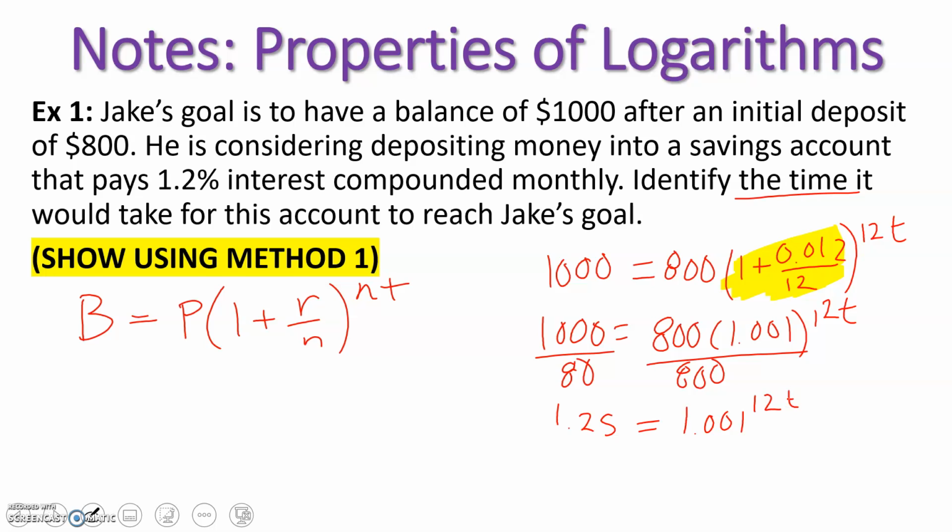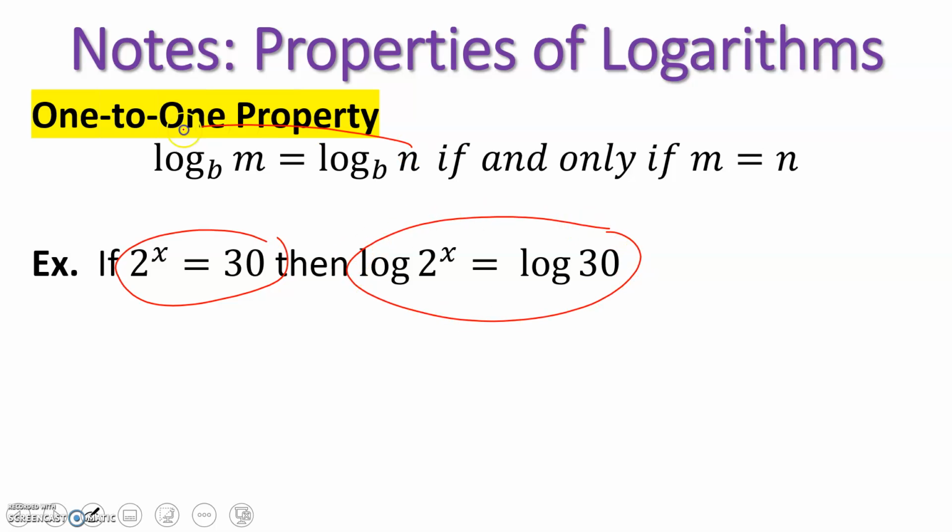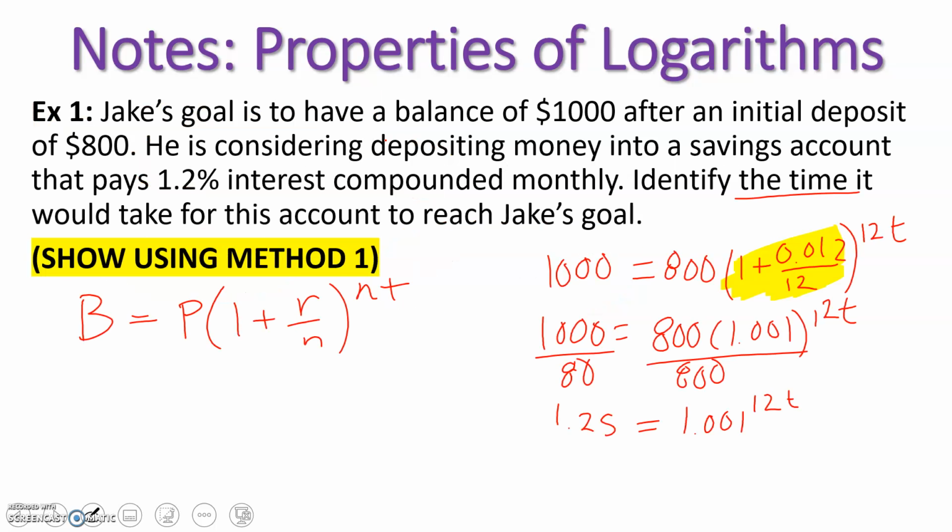Now what I want to do is remove this base 1.001 in order to get 12t by itself. Now if we look at the one-to-one property, it says that if two things are equal, then the logs of those two things are equal, right? Regardless of the base. Because I want to remove the base 1.001, I'm going to take the log base 1.001 of both sides of this equation. Do make sure that your base in your logarithm is lower than the rest because it's a subscript, and make sure your 12t is higher than the rest because it's a superscript.